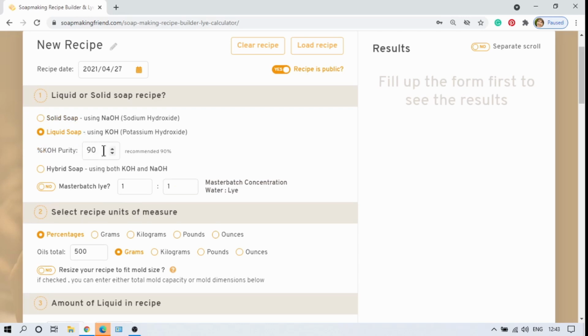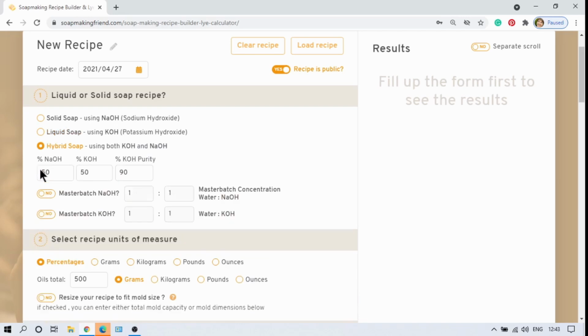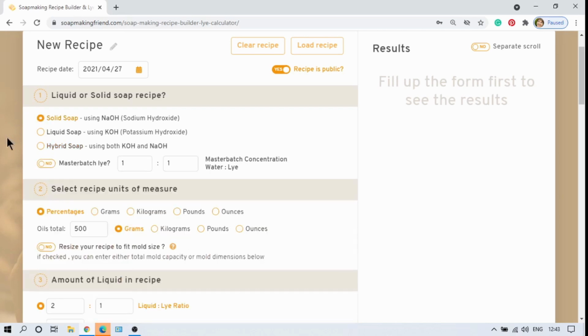Usually the purity is 90% where I live here, but on your container should be an indication of how pure your potassium hydroxide could be. Or if you click on hybrid soap, you can decide the percentage of sodium hydroxide and the percentage of potassium hydroxide you want to use. Now, normally for shaving soap, you're going to use about, I think, around 80% here and 20% here, depending on your oils that you choose. For this demonstration, we're going to go for solid soap.